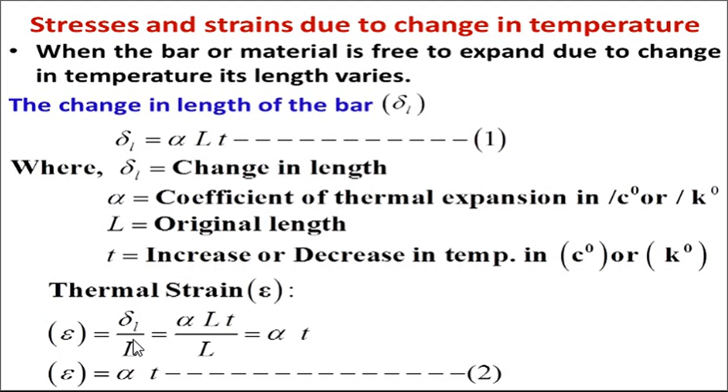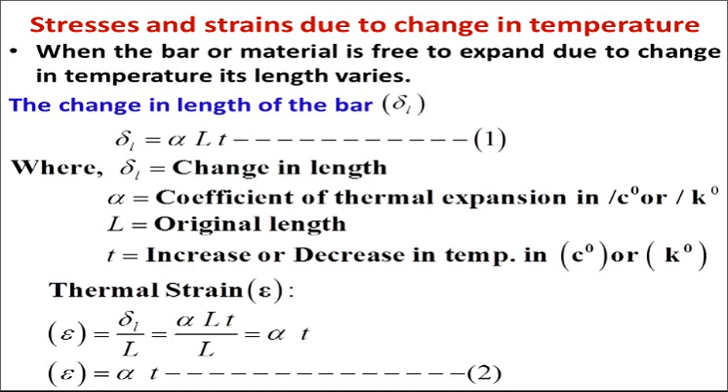Now thermal strain. As you know, strain is equal to delta L upon L, change in length upon original length, and here we have written that delta L is alpha L T. Instead of delta L I have just kept that value, alpha L T upon L. Here L will cancel. What will be the strain due to temperature? It will be just alpha into T, coefficient of thermal expansion into temperature. So how to calculate strain? Strain is equal to alpha into T. Change in length is alpha L T. Now we have calculated strain.